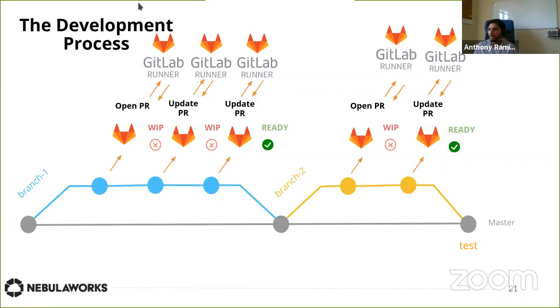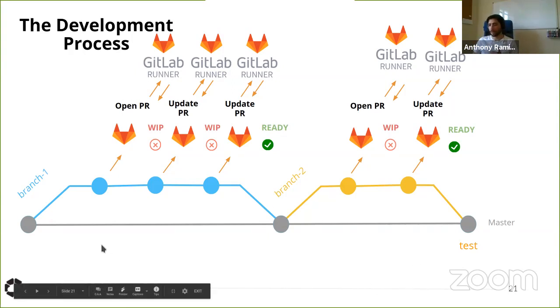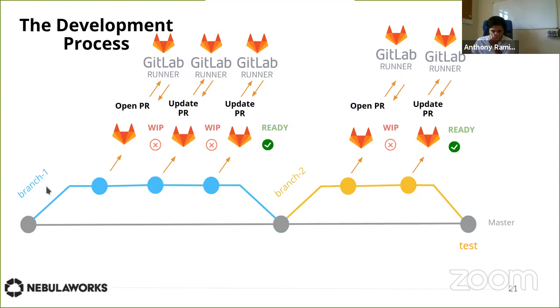At Nebulaworks, we practice trunk-based development. If you're not familiar with trunk, there was a presentation done by one of my peers around it. It is a branching methodology in Git that favors having a stable master branch, and all the features are iterated on branches from master. So master is always stable.